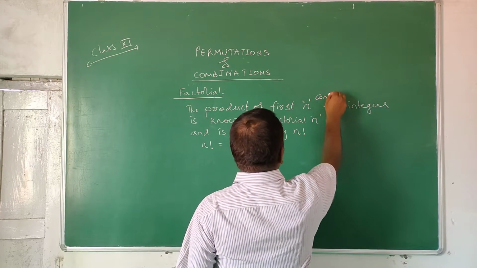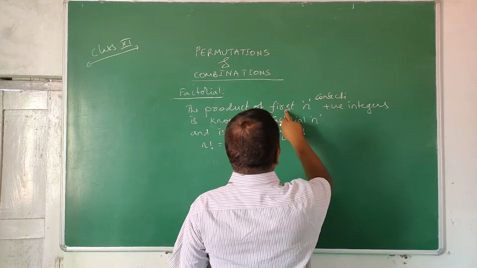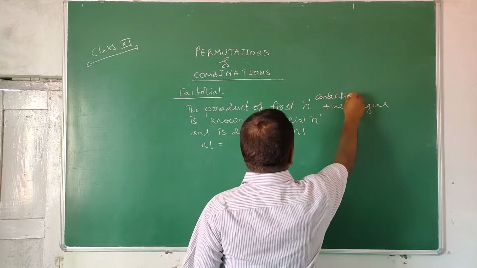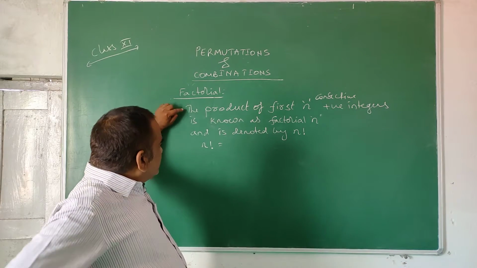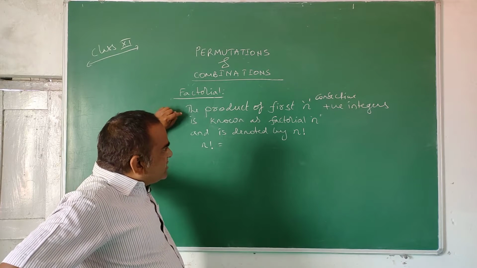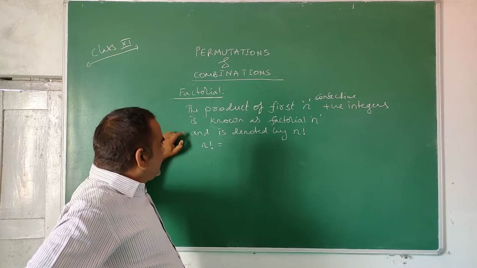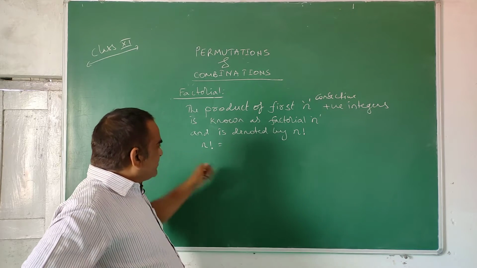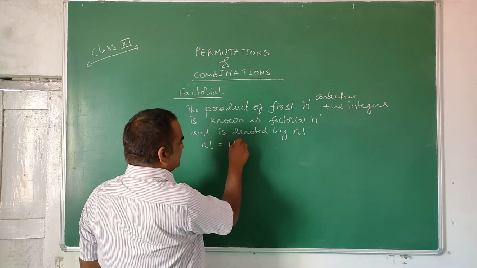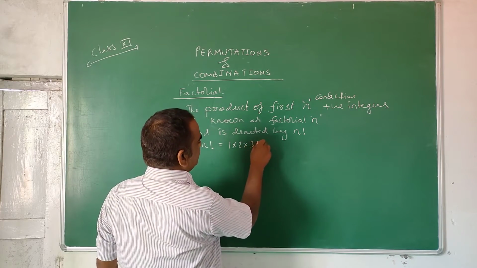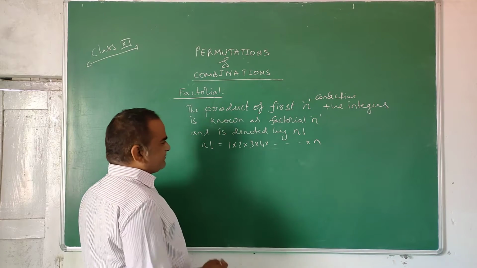So n factorial means product of first n consecutive positive integers. This word consecutive is so important. So the product of first n consecutive positive integers is known as factorial n and is denoted by n factorial. It is read as n factorial. So n factorial means 1 into 2 into 3 into 4 into so on into n. That is the meaning of n factorial.